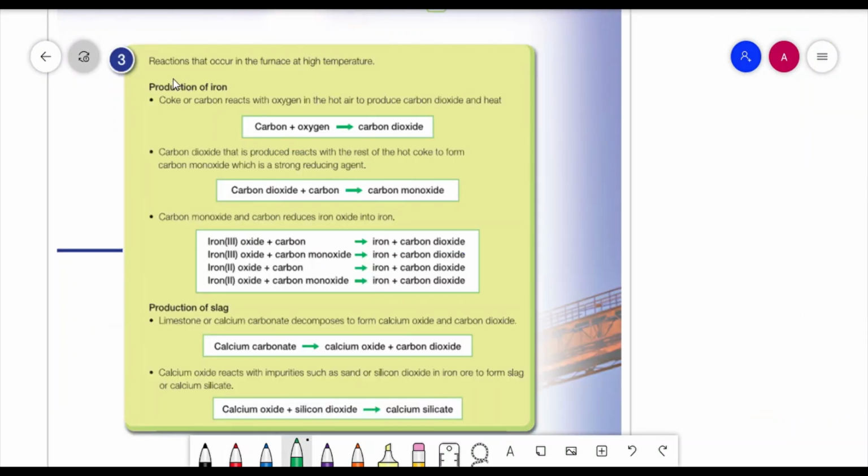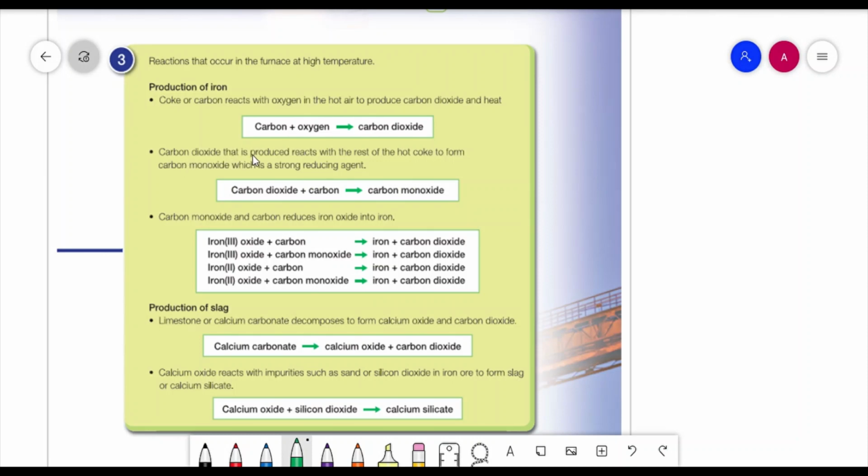Bismillah. Number 3. Reactions that occur in the blast furnace at high temperature. Production of iron: coke or carbon reacts with oxygen in the hot air to produce carbon dioxide and heat. This is one of our materials, coke. Coke reacts with oxygen to produce carbon dioxide.